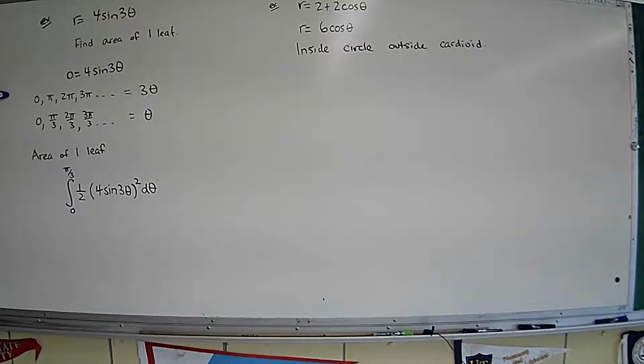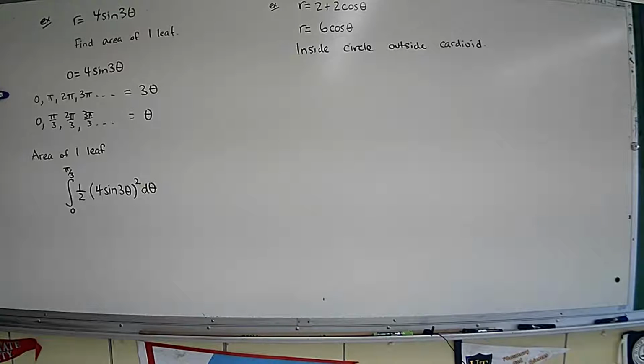Okay, so you see the two curves? One of them is a cardioid. Which one do you think is the cardioid? The one that's not a circle, or the one that looks like a heart, or a butt. Some people think they look like butts. Okay, so it says the region that's inside the circle but outside the cardioid.